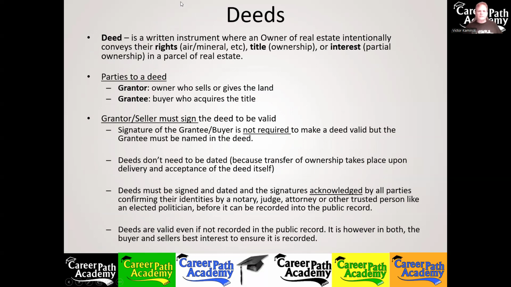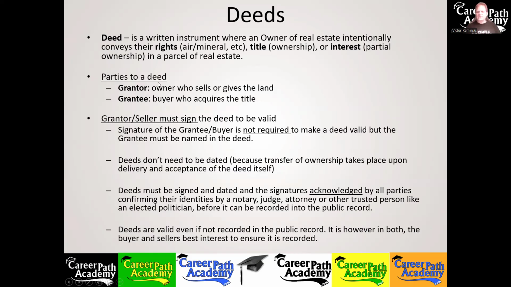All right. So a deed is a written instrument where an owner of real estate intentionally conveys their rights, like air rights and mineral rights, subsurface rights, title, their ownership, or interest, the partial ownership interest in the property.